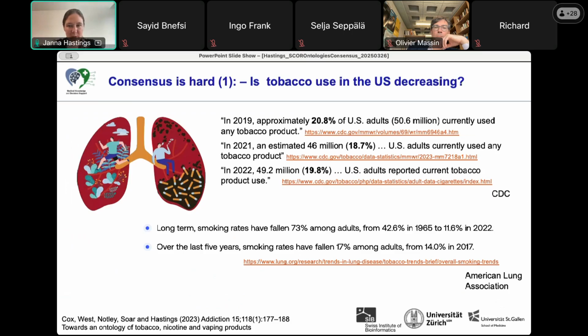Now, from a different source of statistics, you actually see different numbers. You see here fallen 73% from 1965 to 2022, and even over the last 5 years, fallen 70%.